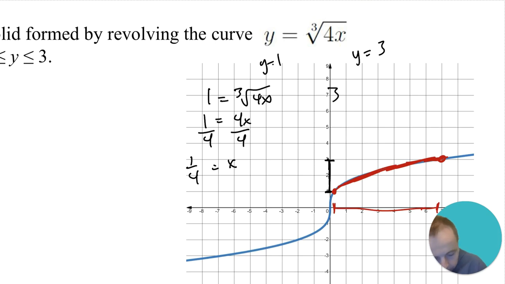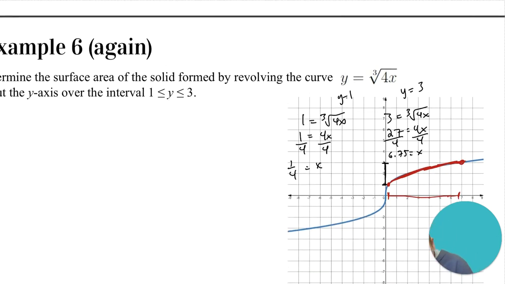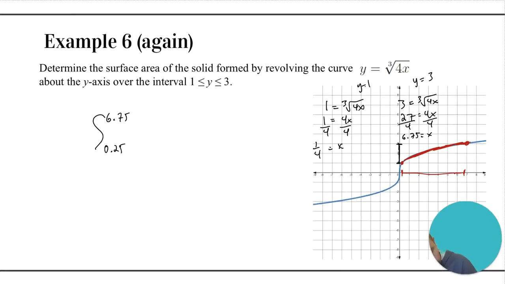And then you can set it equal to 3 for y, and then cube both sides. So 27 equals 4x, and then divide by 4. So 6.75 is equal to x. So you could do an integral from 0.25 to 6.75 then, and the surface area is 2 pi times that integral.